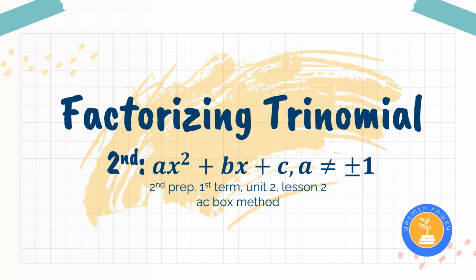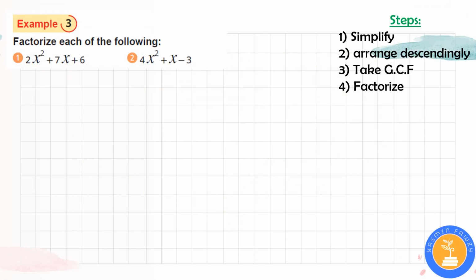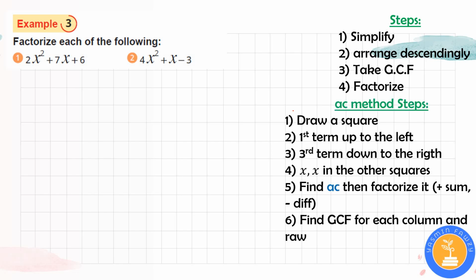Today we have a new way to factorize a trinomial when you have the second case, when a doesn't equal plus or minus 1, and it's called the AC box method. How can you solve by it? Let's see. Usually we use trial and error to find the factors, but this time it will be super easy for you, I promise you. Okay, the new way is what?